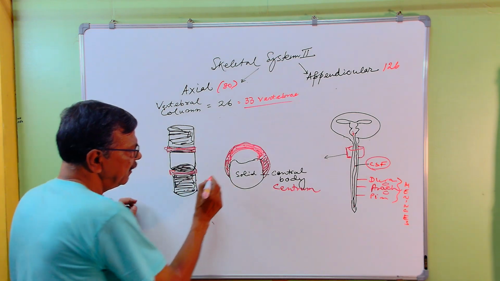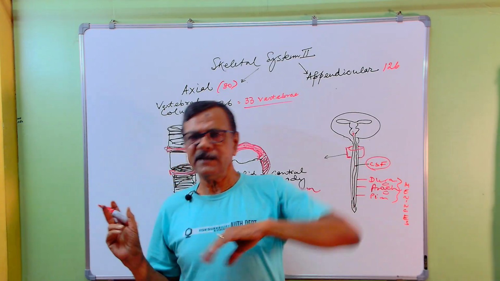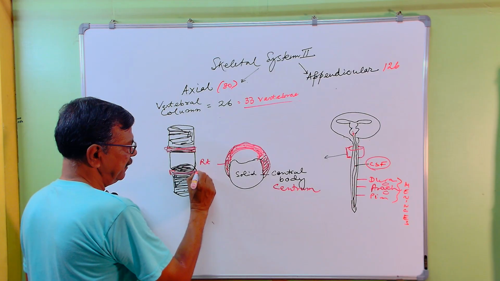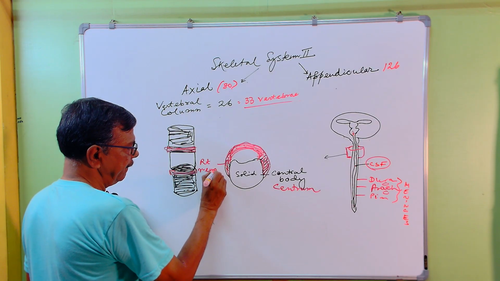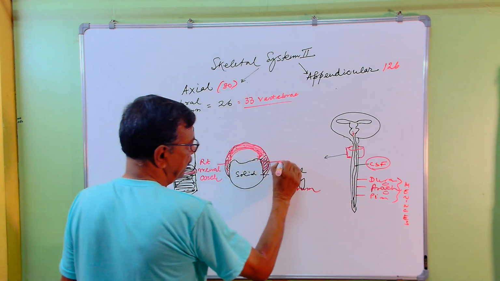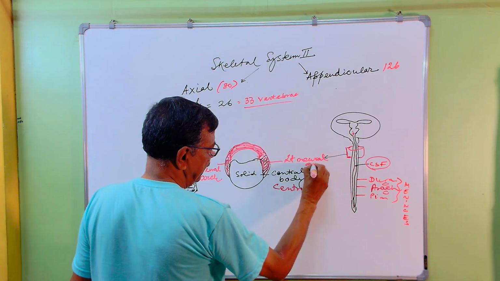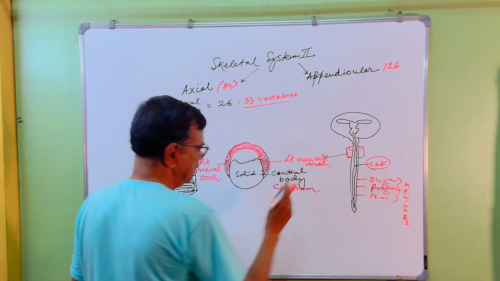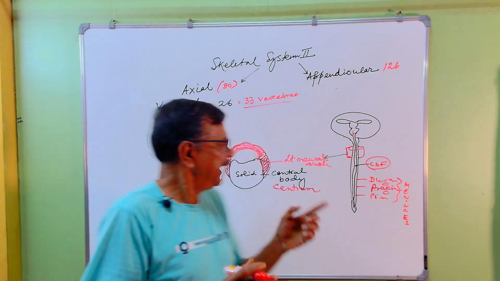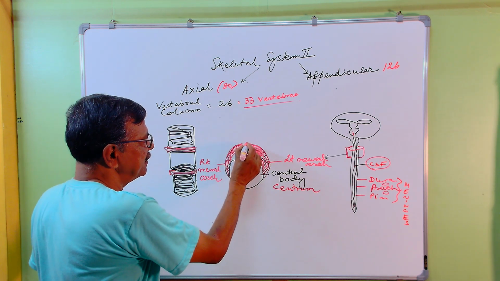So these are on the left, like this way. This is right, this is left. This is the right neural arch, and this is the left neural arch. So these two arches grow, and they fuse here.